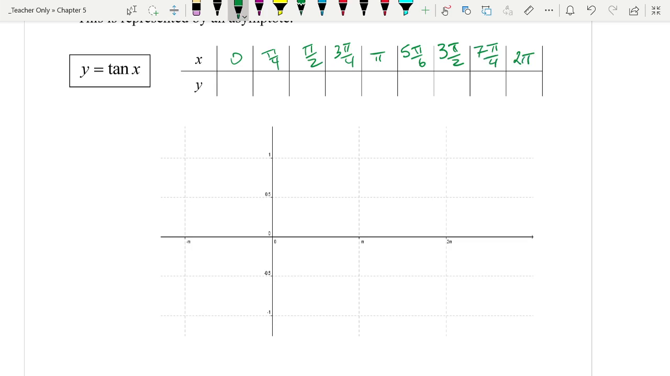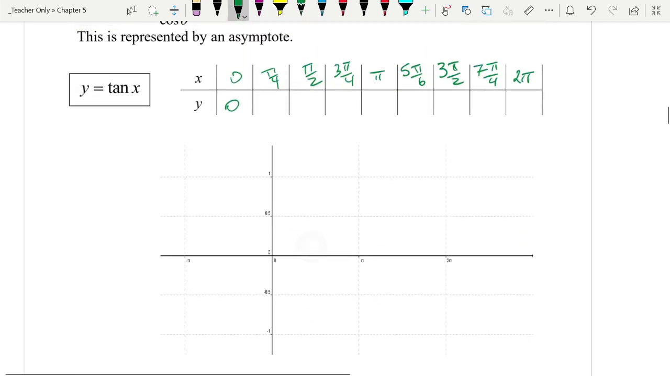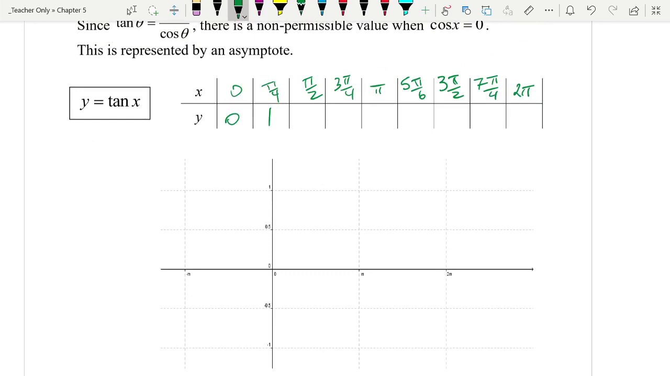Well, the tangent of 0 is still 0. The tangent of pi by 4, kind of as we saw up there, would be the tangent of this line here. Rise over run should be the same thing. So 1. And isn't that true? Isn't the tangent of pi by 4 1? Because it's √2/2 divided by √2/2.